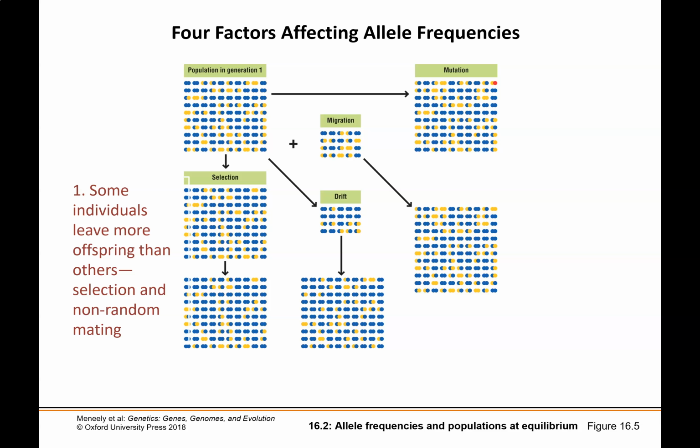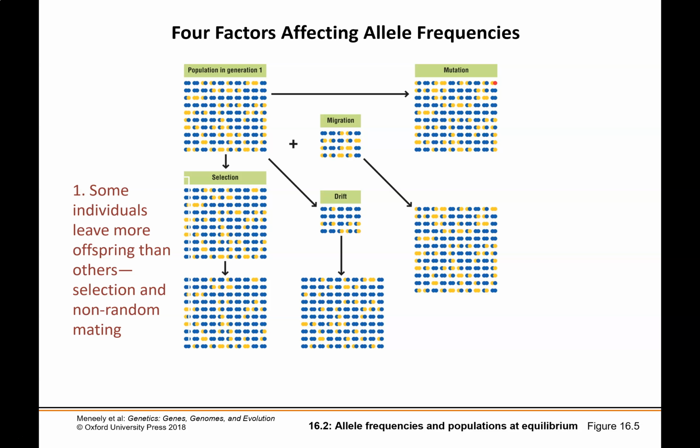So the first one is selection, or differential reproductive success. This is where some individuals leave more offspring than others. This is usually because one of the alleles has an advantage of some sort in the environment compared to the other. And so individuals with that allele tend to survive better, survive longer, and therefore produce more offspring than those who do not have that allele.